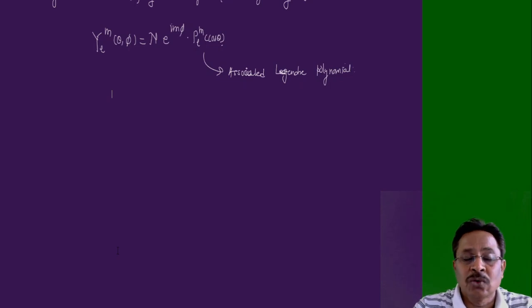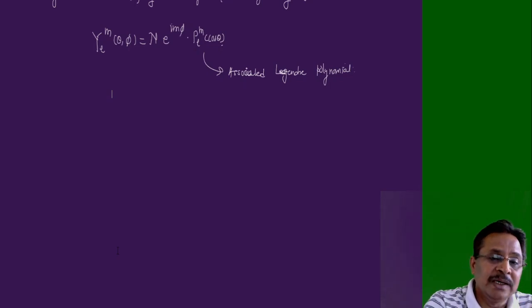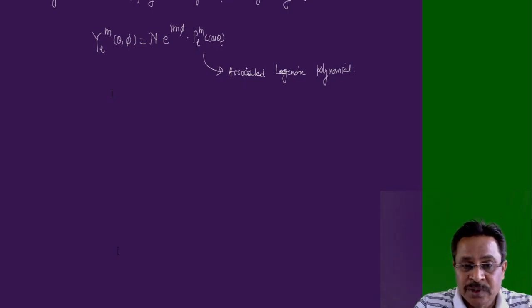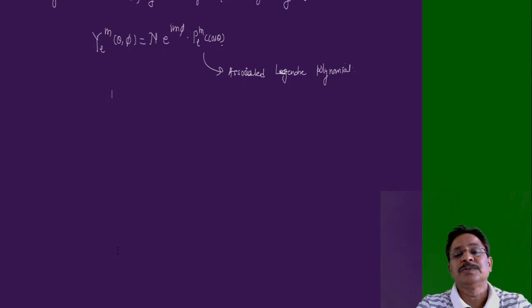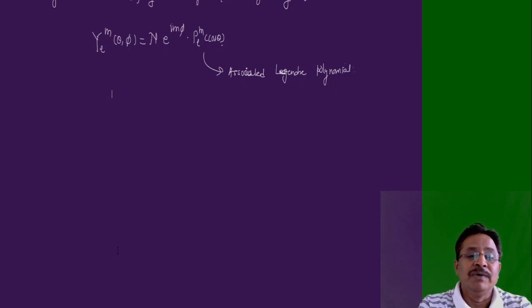This configuration could not be written unless we understand this associated Legendre polynomial. The first part, N times e raised to i m phi, is very easy. That is simply an exponential function, but this P_l^m of cos theta is the important part of this Y_lm of theta, phi, or spherical harmonics. With the help of that, different angular shapes of different types of orbitals can be predicted.